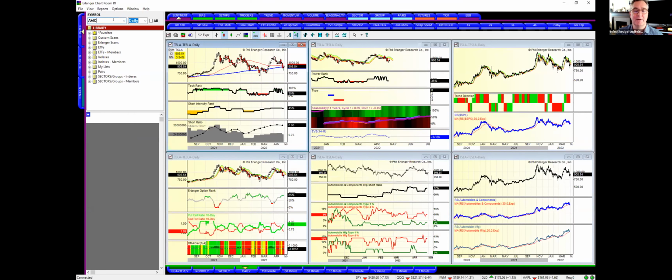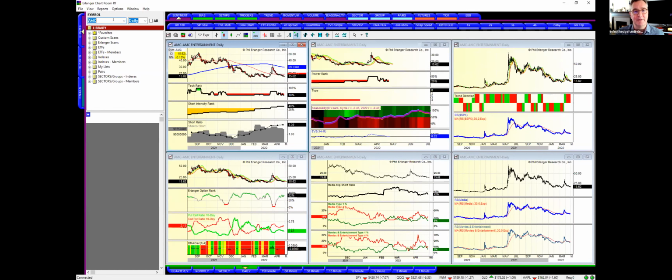AMC. Goodness. Slow bleed. Yeah, it's a slow bleed. There's not that much. I mean, there's a little bit of shorts in there. Not really. Less than 1.5 days to cover. It's not the old days, people. We're not going to get these giant squeezes. Yeah, there's a little put buying in here. The put buyers have been generally right, and the call buyers have been way wrong. If you look at those red dots, they come in at the peak, at the wrong time. Messy. Okay, let's keep moving.